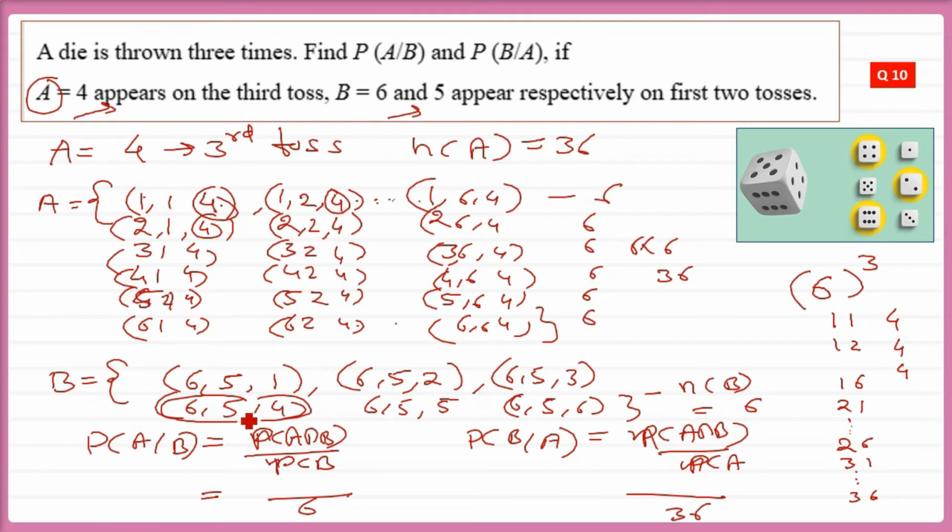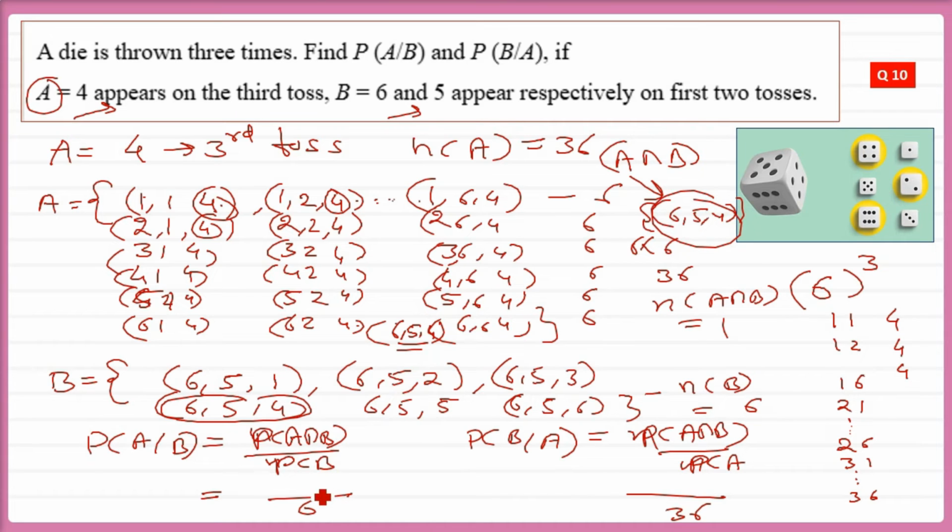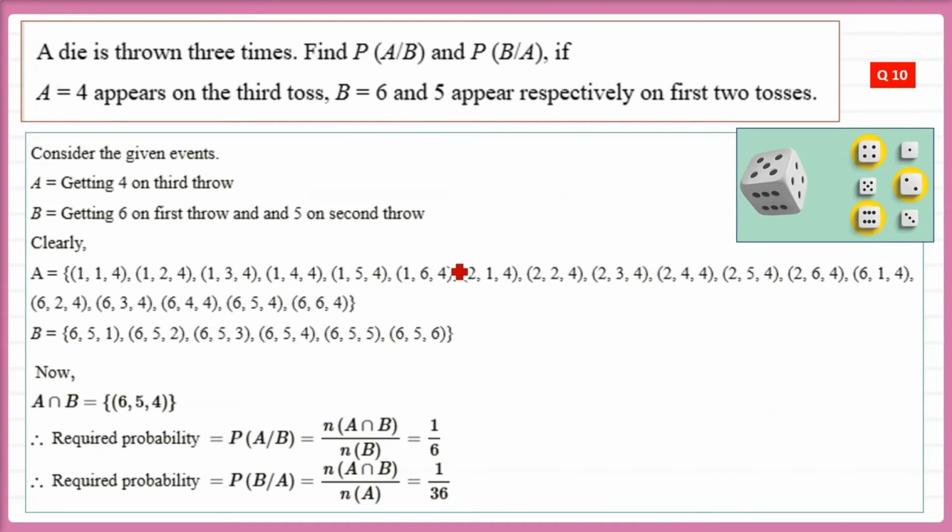So in the last rows of A, just assume that we have 6, 1, 4; 6, 2, 4; 6, 3, 4; 6, 4, 4; 6, 5, 4; and 6, 6, 4. So the last but one, 6, 5, 4, will only match with the fourth element of B, which is 6, 5, 4. That is, A intersection B will give you 6, 5, 4, which is the only common element between set A and set B. So N(A intersection B) has come as 1. Just write 1 here. 1 by 6 is the probability in the first case, and the second one is 1 by 36.